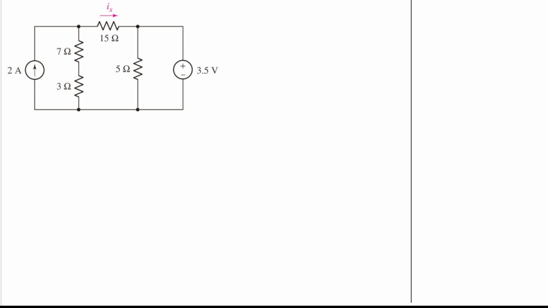Hello, in this video, I will explain how to find Ix using superposition. So our goal here is to find out what Ix is, and Ix is the current that passes through this 15 ohm resistor. Okay, and we need to do superposition, and the first step is to split the circuit.